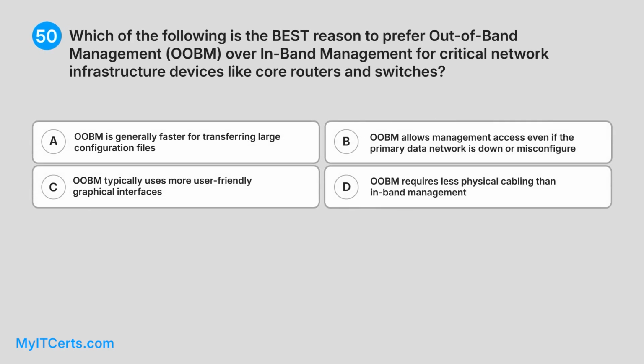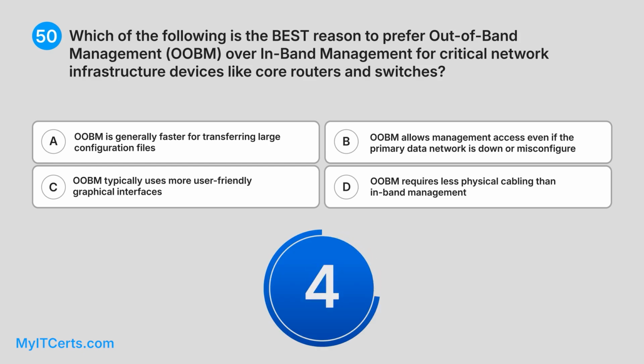50. Which of the following is the best reason to prefer out-of-band management, OOBM, over in-band management for critical network infrastructure devices like core routers and switches? A. OOBM is generally faster for transferring large configuration files. B. OOBM allows management access, even if the primary data network is down or misconfigured. C. OOBM typically uses more user-friendly graphical interfaces. D. OOBM requires less physical cabling than in-band management.